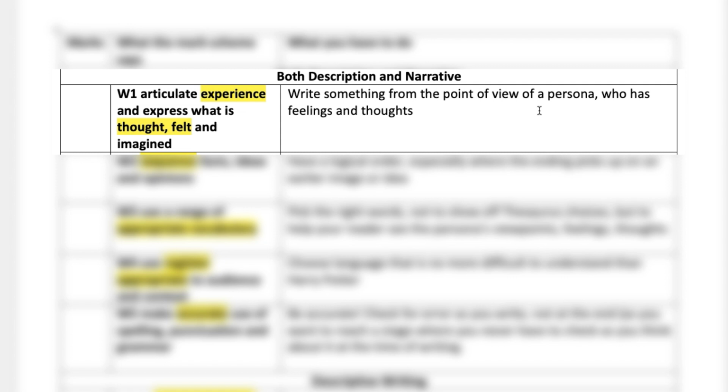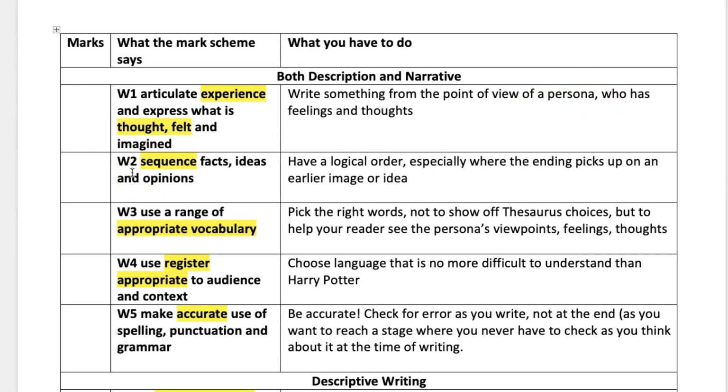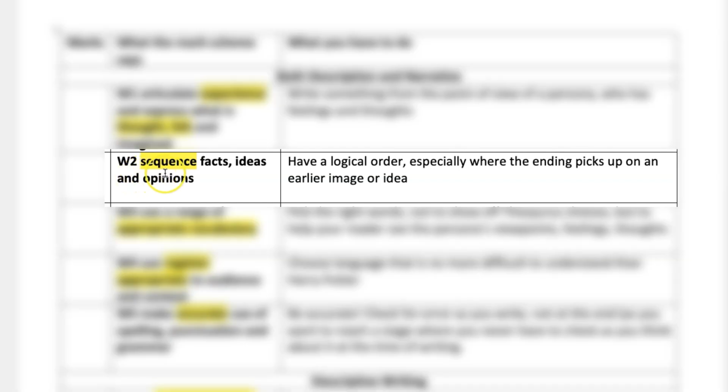And something that will force you to be descriptive and creative is to choose a persona that is not necessarily yourself. Next, assessment objective 2 wants you to sequence your description. Now that often causes a lot of problems because you end up having a narrative where things are sequenced through time. So instead we have to think of a logical order that isn't depending on time.